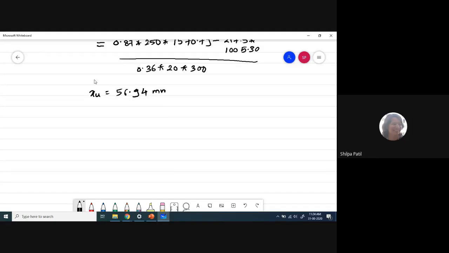XU is 56.94 mm. For the given grade of steel, we already calculated XU max in the last lecture. What is the value of XU max? 180.2 mm. Correct. Compare the XU value with XU max. XU is coming less than XU max. So what is the type of the section? Under reinforced. The section is under reinforced.